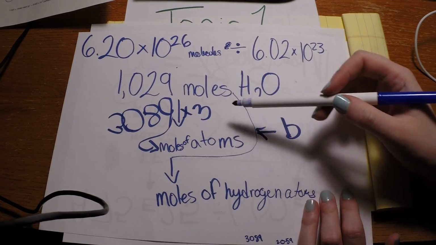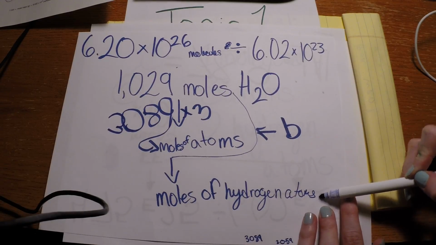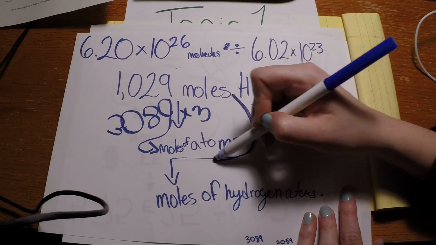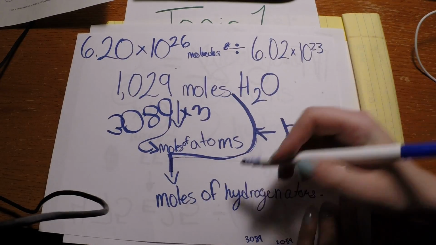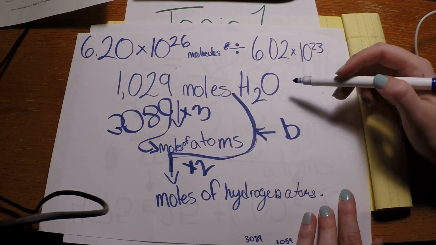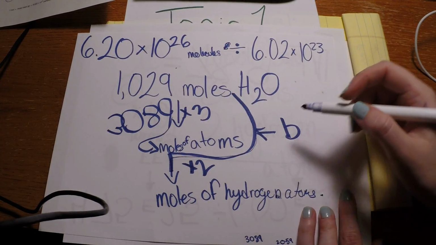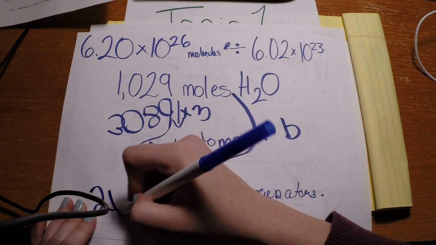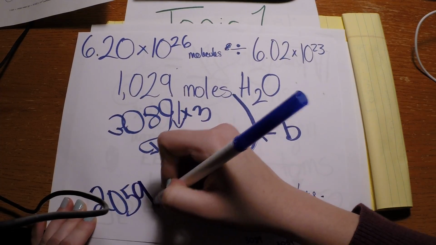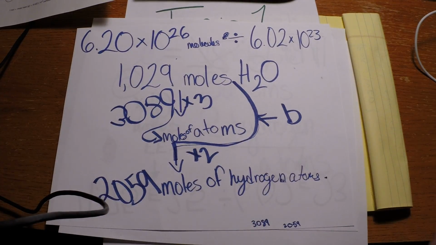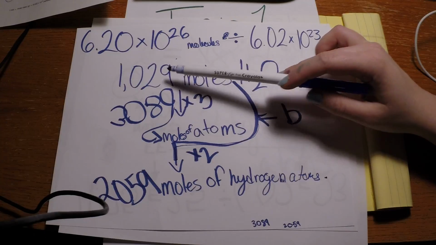Okay. Now to get to moles of hydrogen atoms, you could do a 2/3 math here, or you can just take this number and multiply it by 2, because there are 2 hydrogen atoms for every 1 water. So this answer is going to be 2059. Hey, that was more legible. Yay! Okay. So for number 2, your answers should be like this.